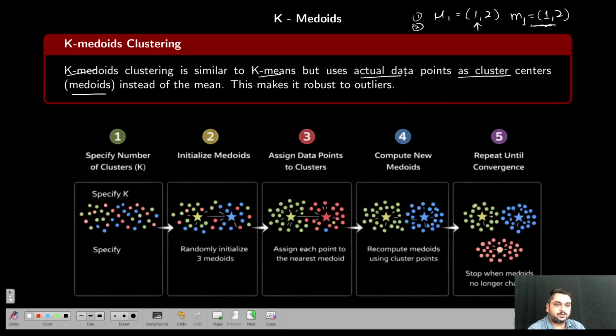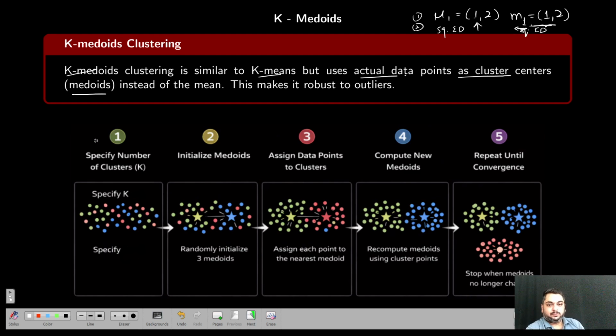The second key difference is that here we usually use Euclidean distance. In K-means we use squared Euclidean distance. Here we use Euclidean distance. Why? You'll understand once we see the mathematical part. We only use Euclidean distance because here we are not minimizing based on the within-cluster sum of squares. We are actually minimizing based on calculating the Medoids' distance from the other points.